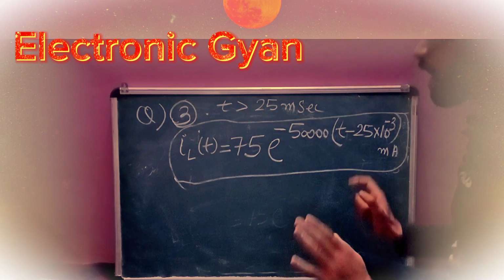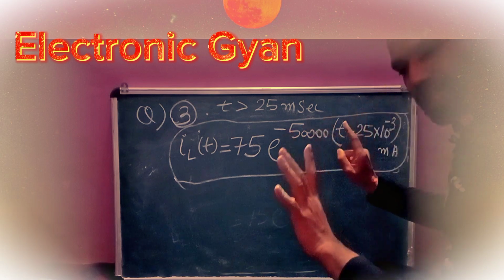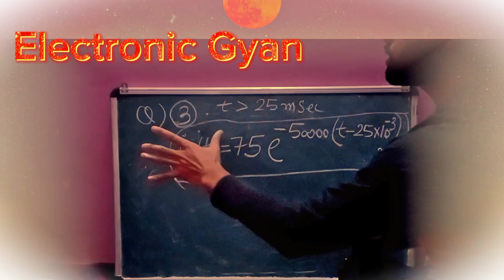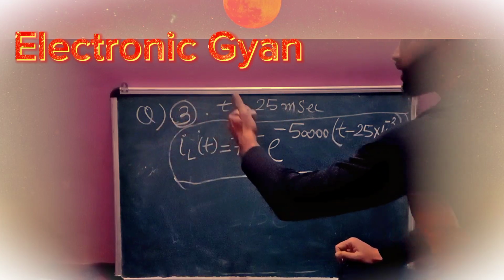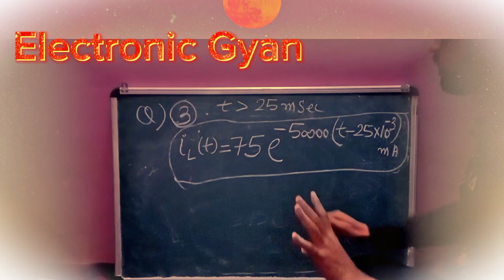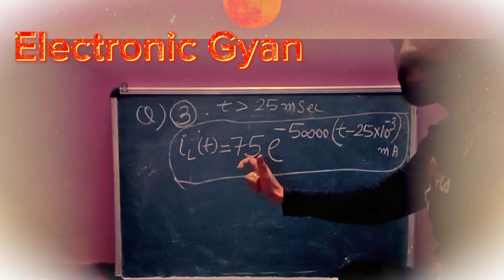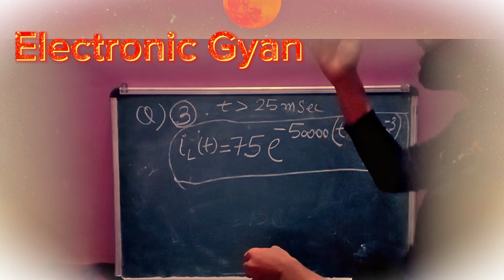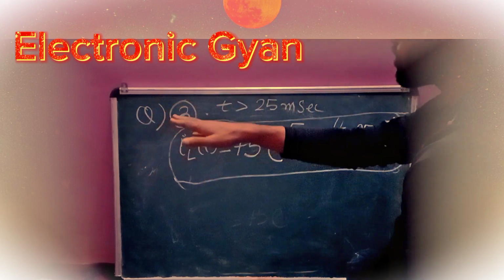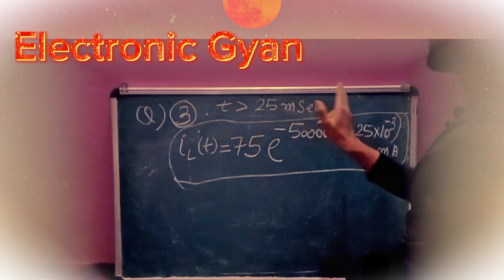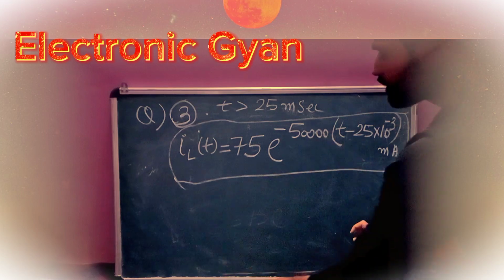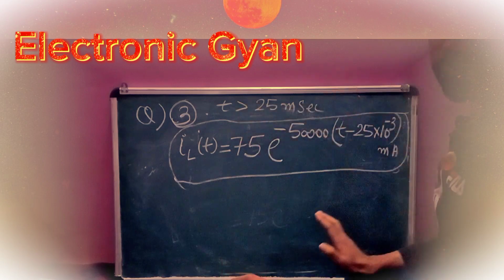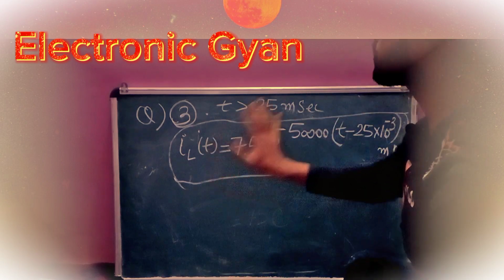Now I am going to write the final expression for the current through the inductor for t greater than or equal to 0, including the durations from 0 to 25 and greater than 25. So let's see how to write that. We know the current for the duration of 0 to 25, and we know the current for t greater than 25 milliseconds. Please note down this current first for t greater than 25, then I am going to write the final expression.